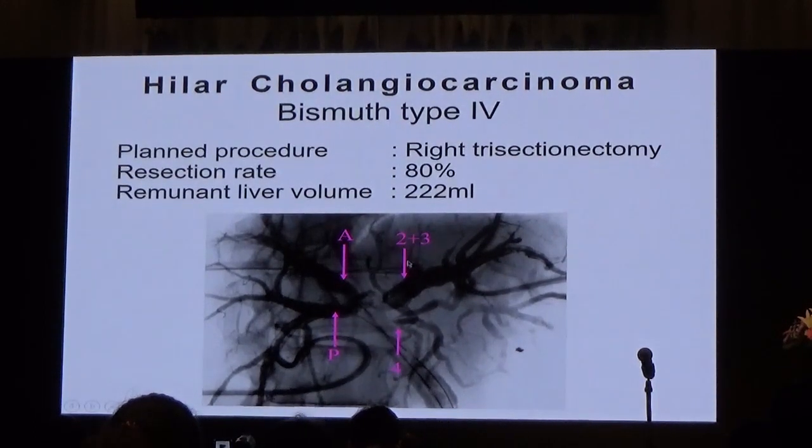Well, from these findings, right trisectionectomy is indicated. However, the volumetric study demonstrates the resection rate is 80%. So we performed right trisegment portal vein embolization.